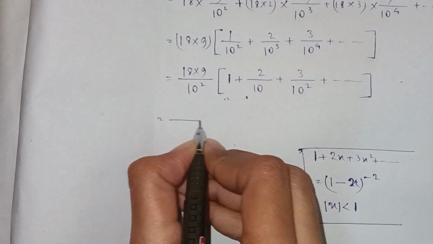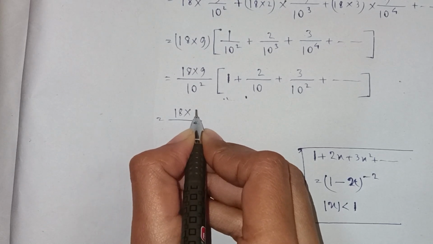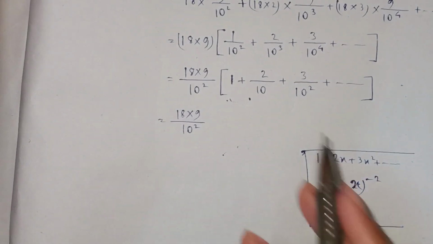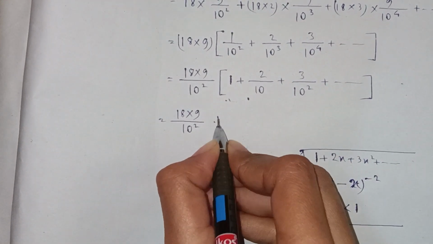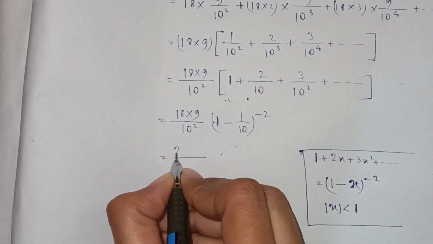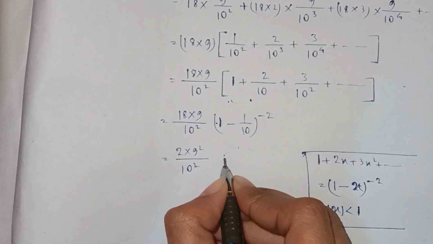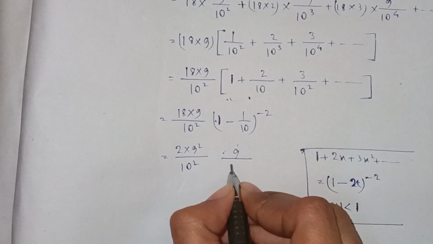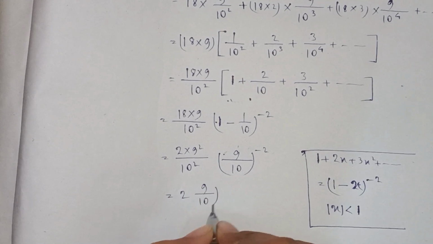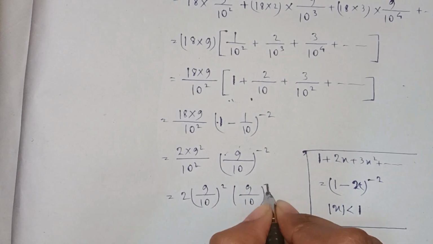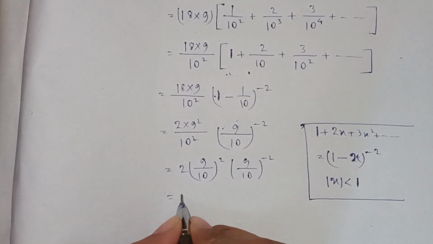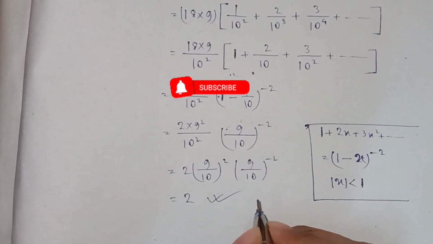It remains as it is, 18 into 9 over 10 squared, and since here x is 1 over 10, which is less than 1, we can write it as (1 minus 1 over 10) to the power minus 2. Now it will become 18 into 9 over 10 squared, and this one is (9 over 10) to the power minus 2. So these two terms cancel out, and we get only 18. So this is the answer.